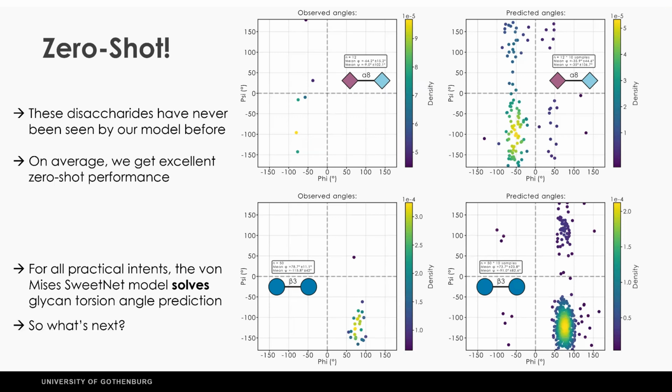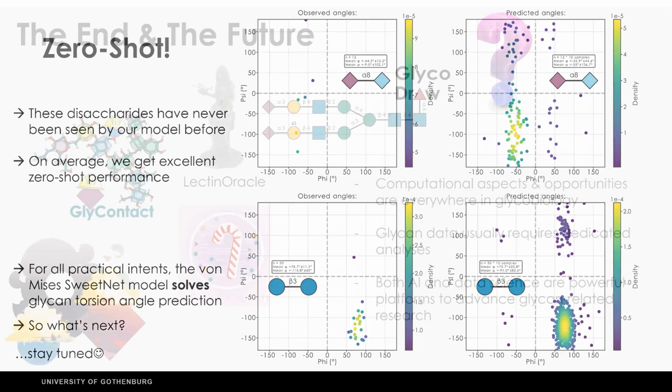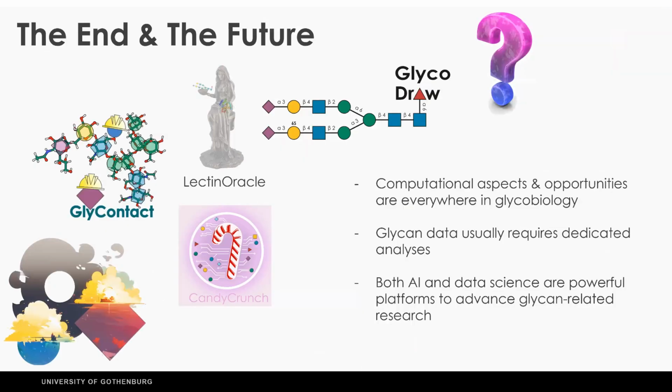So we are currently very interested in exploring this further and seeing what else except for torsion angles can you do with such a nice combination of statistics and AI. So with this, I come to my conclusion. The conclusion is AI and data science are great for glycobiology and for glycoinformatics in particular.